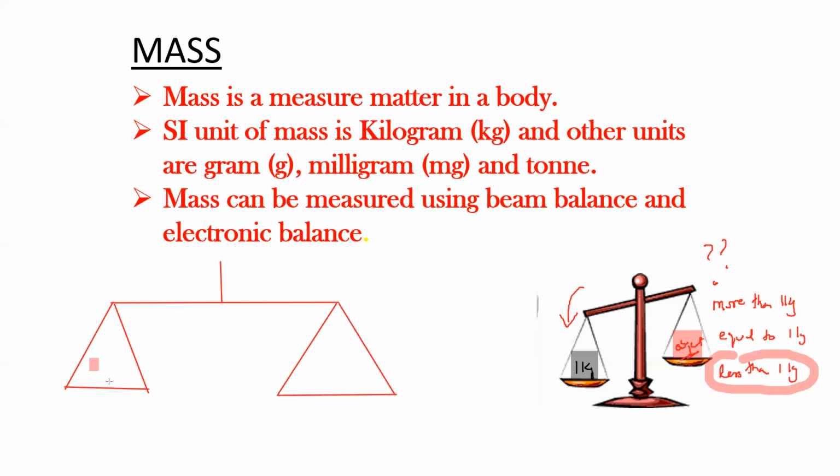So when we place a 1 kg mass, a known mass, and then we place an unknown object, and the beam is balanced, the beam is horizontal, in this example we can say that this object's mass is equal to 1 kilogram.